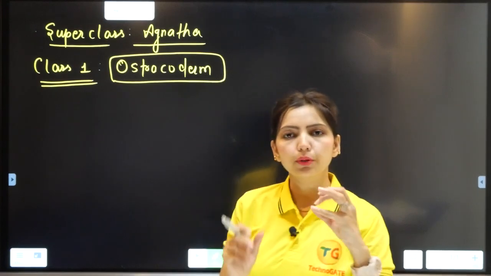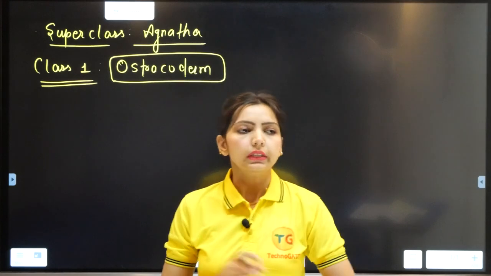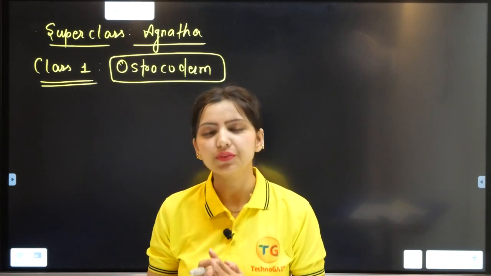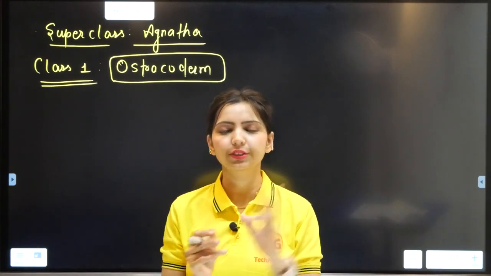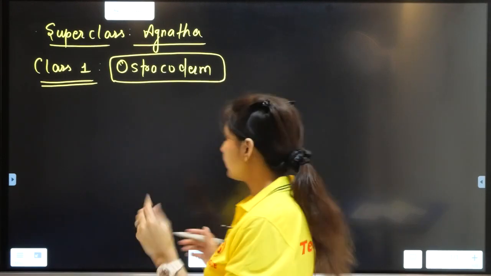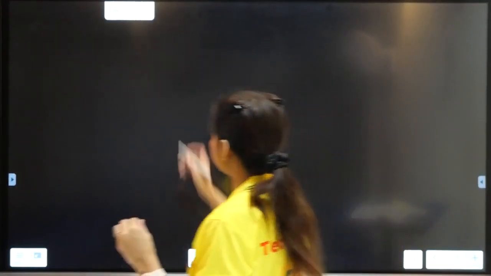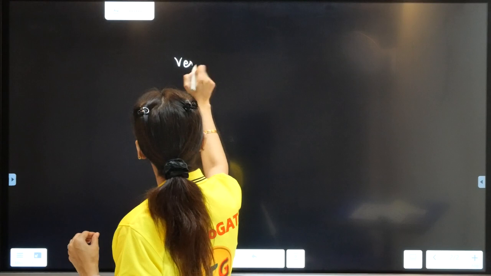So is it clear from where we have started? Just go through the previous lecture, then go through this lecture. During classification of vertebrates, we divide the whole vertebrate world into two parts. One is agnatha, second is gnathostomata. Let's quickly revise it, and then we will come back. Understand the basics first of all from the last class.